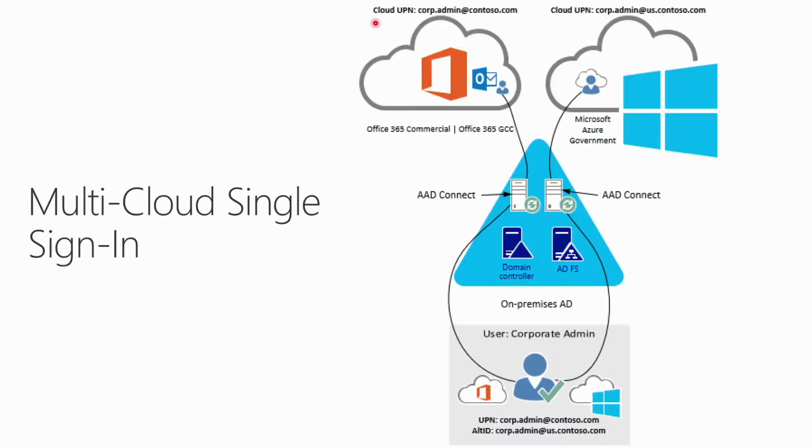I may have an identity of, say, corp.admin@contoso.com in one cloud. That is the actual identity that Azure AD recognizes. And then in the other cloud, I could have corp.admin@us.contoso.com. The reason for that is that obviously you can't have the same domain name registered to two different tenants. So you have to have a different name, at least under the hood. So we just make it look like a single sign-on experience, so it's good for the user.